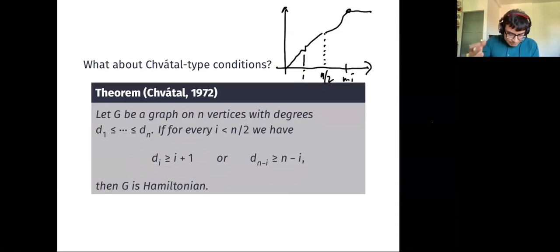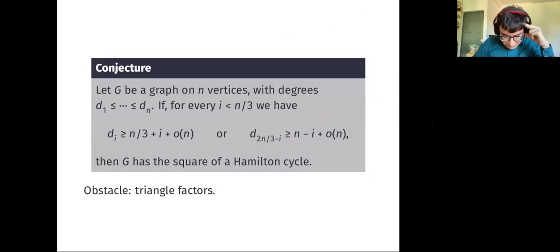And this is a well-known condition for Hamilton cycles in graphs. You might as well ask, can you turn this into a theorem for clique factors, powers of Hamilton cycles, etc.? And the thing is that we are actually not sure what will be the correct condition to ask to get, let's say, clique factors or triangle factors. So this is something we conjecture.